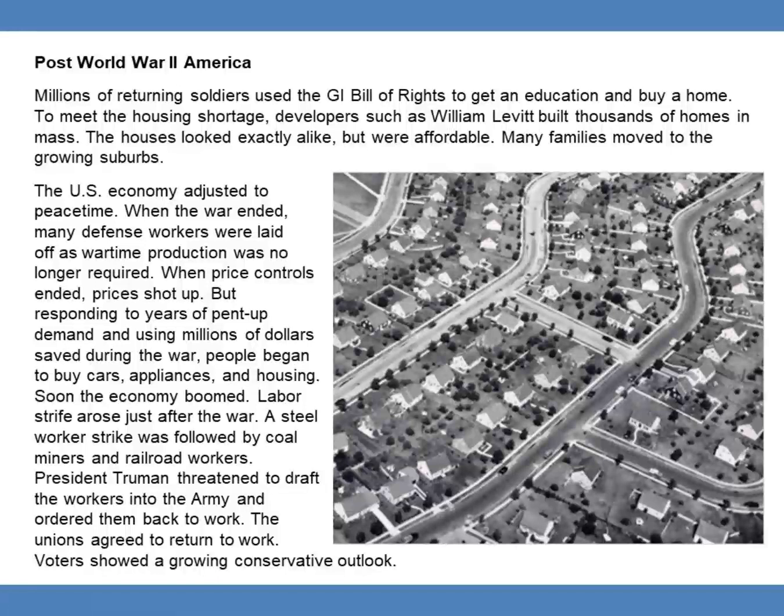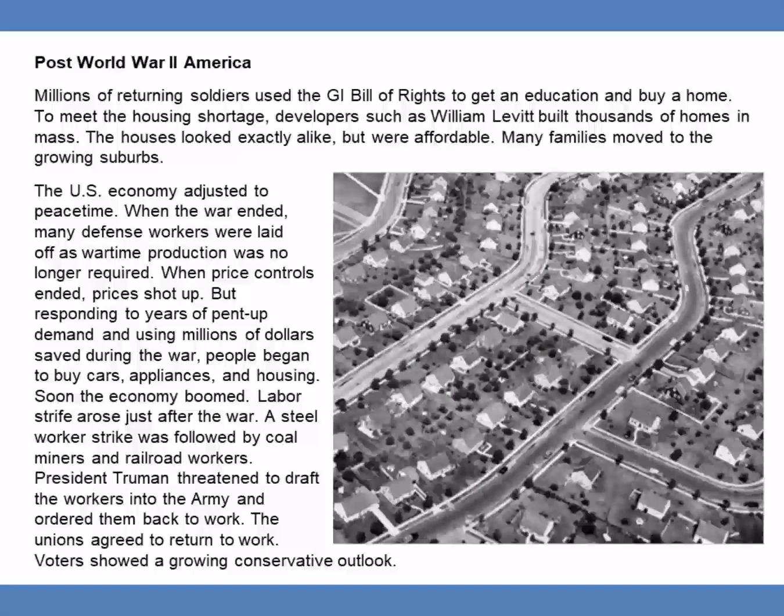Post-World War II America. Millions of returning soldiers used the GI Bill of Rights to get an education and buy a home. To meet the housing shortage, developers such as William Levitt built thousands of homes en masse. The houses looked exactly alike but were affordable. Many families moved to the growing suburbs.